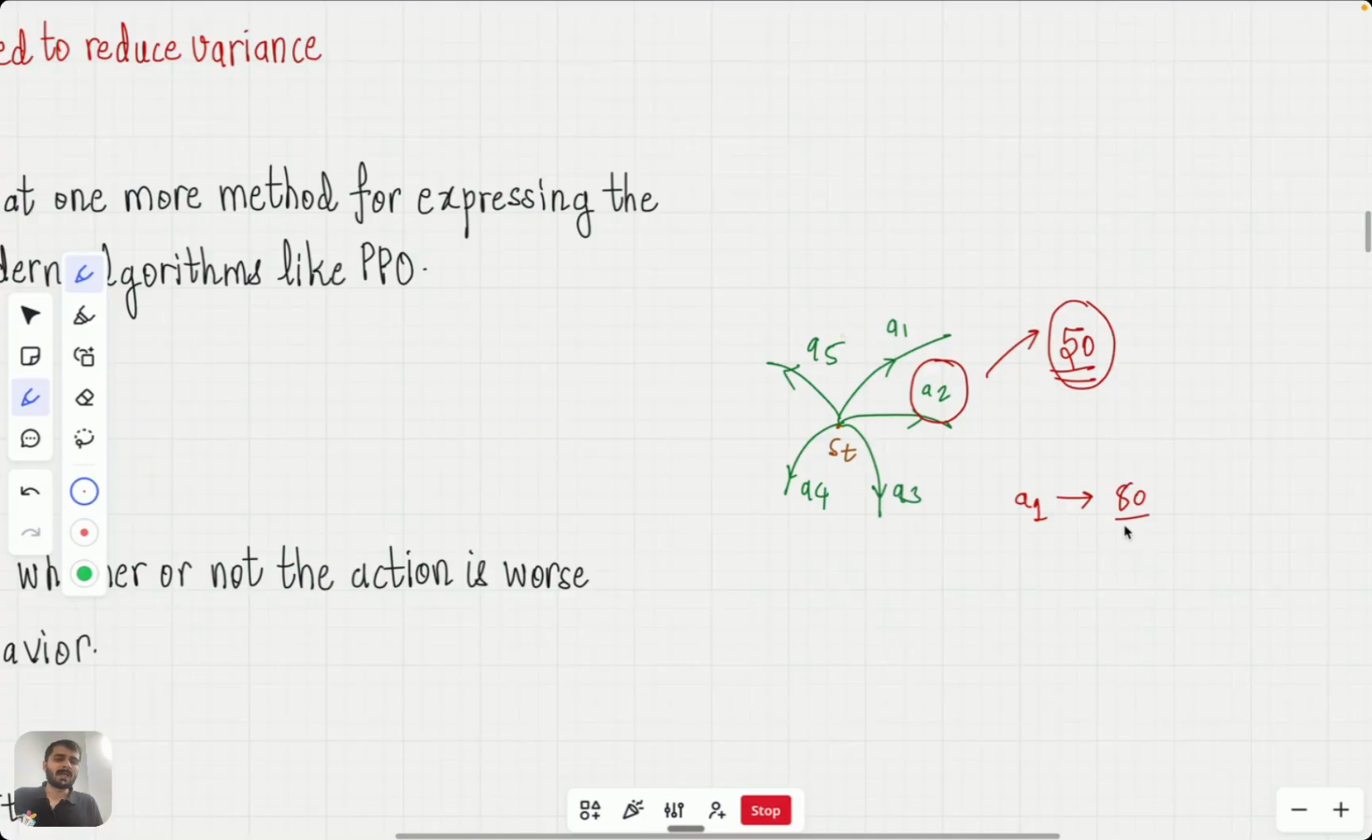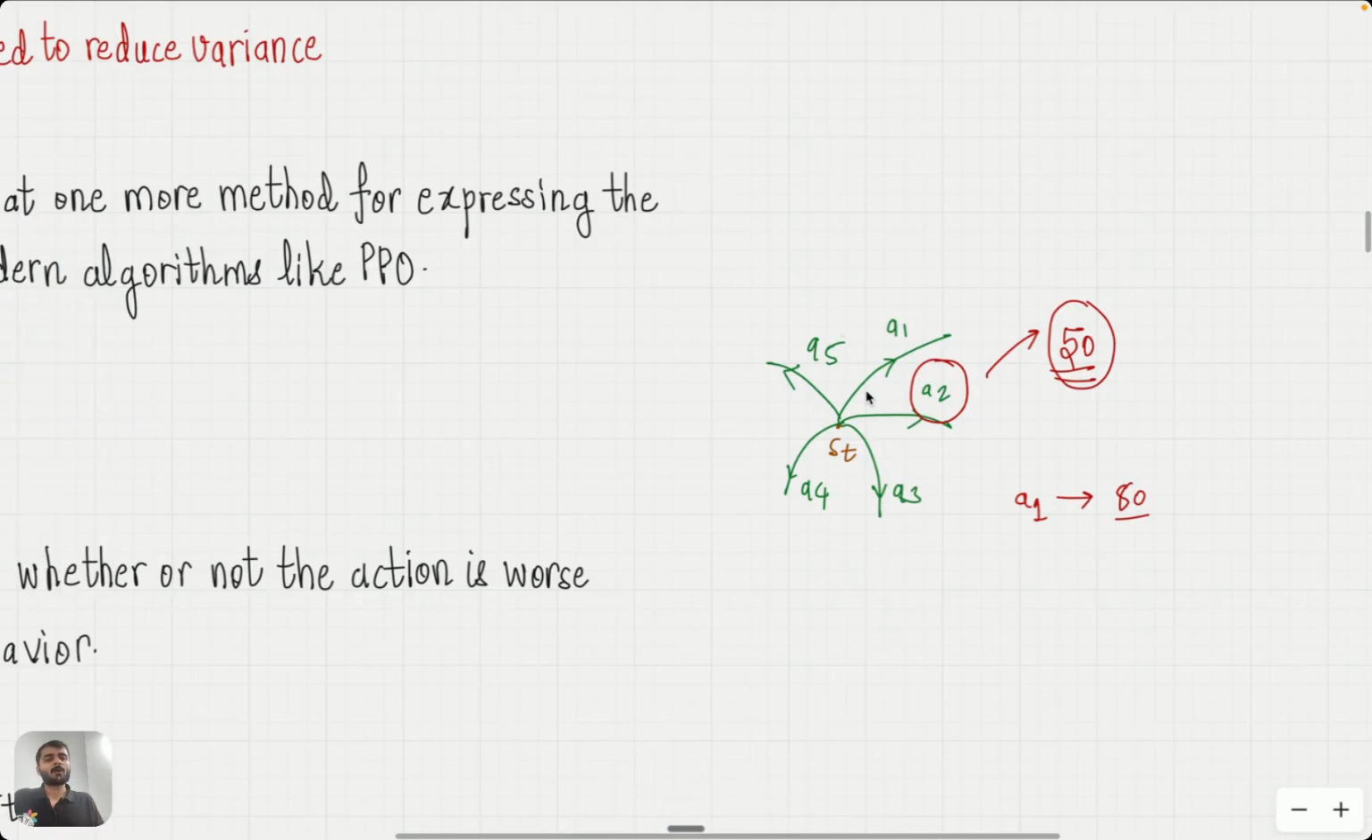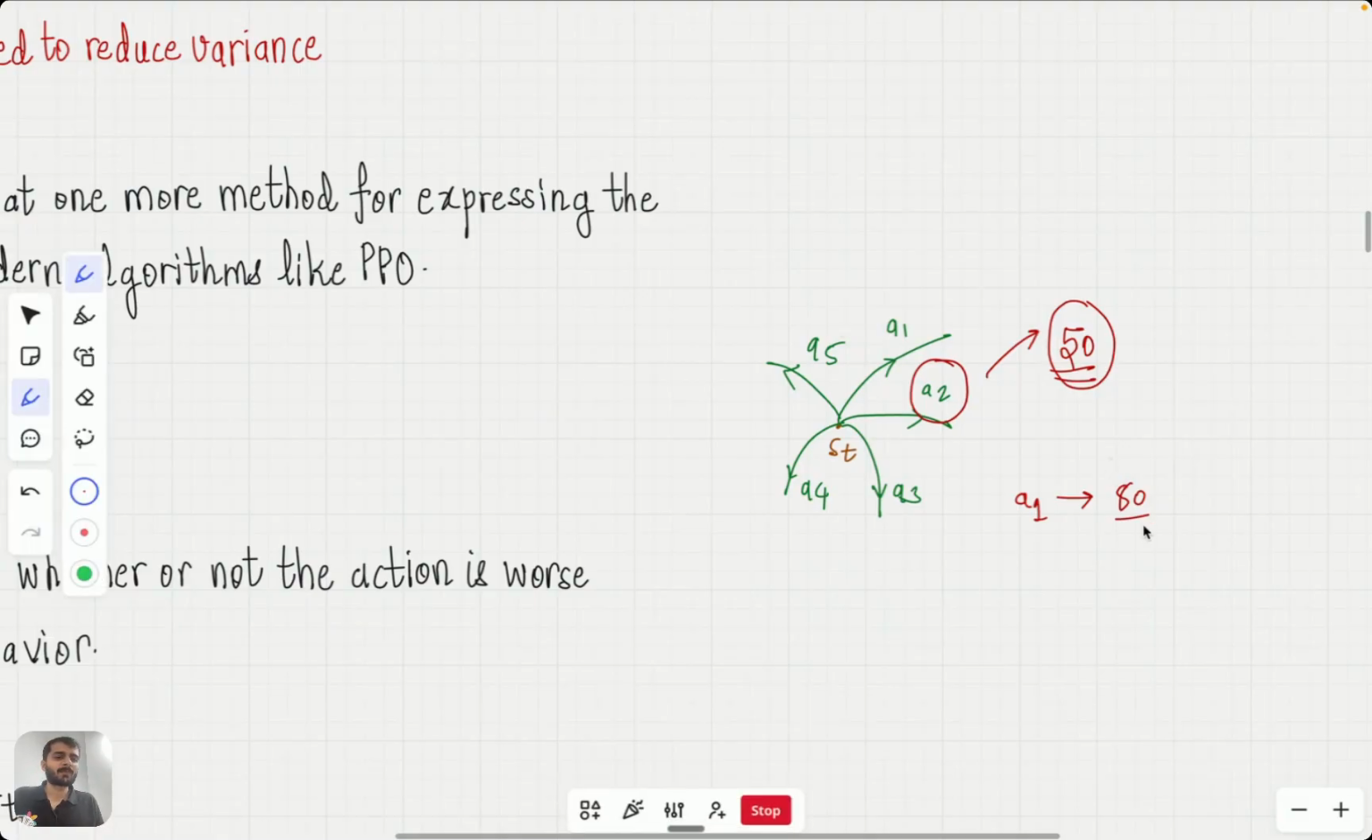This means that action A1 is better than action A2 for that particular state, and your policy's default behavior can be optimized more because there is scope for optimization. So this difference is what we call the advantage. So the advantage of st comma A1, let's say, is 80 minus 50, that is 30.